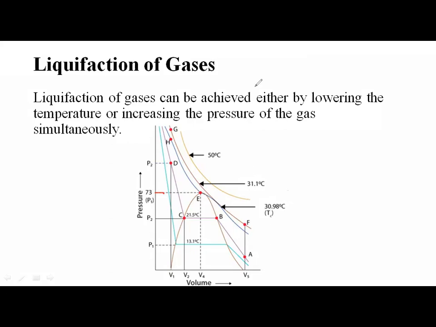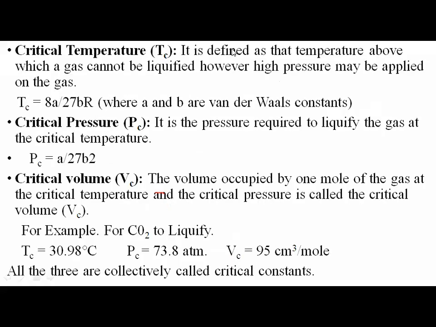So what do we mean by critical pressure and critical temperature? Critical temperature, denoted by Tc, is defined as that temperature above which a gas cannot be liquefied, however high the pressure may be applied. For carbon dioxide, it is 30.98. Above this temperature, the gas cannot be liquefied further. That is called critical temperature. And it is given by 8a upon 27Rb, where a and b are van der Waals constants and R is the universal gas constant. Similarly, we have critical pressure.